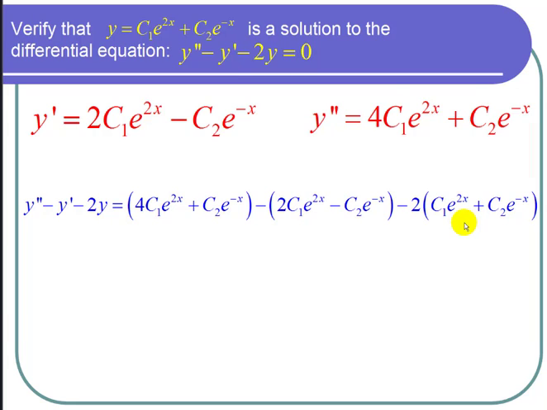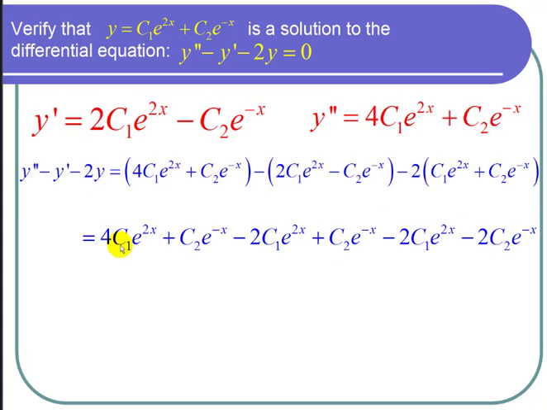So now I just simplify, and again, my goal is to get 0. So I'm going to multiply the negative through, and I'm going to multiply the negative 2 through. So the first terms are still 4c1 e to the 2x plus c2 e to the negative x. Multiplying the negative through, I get a minus 2c1 e to the 2x. And then I have a minus, or a plus, c2 e to the negative x. Then I multiply the negative 2 through, and I get minus 2c1 e to the 2x, and then minus 2c2 e to the negative x.